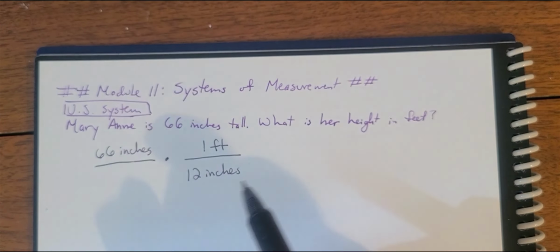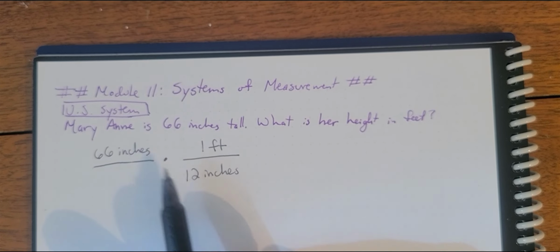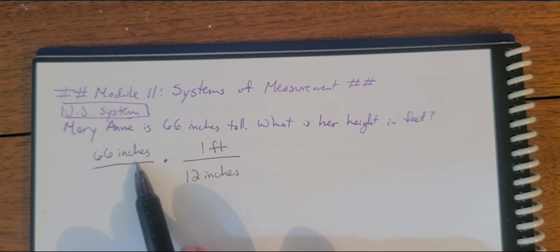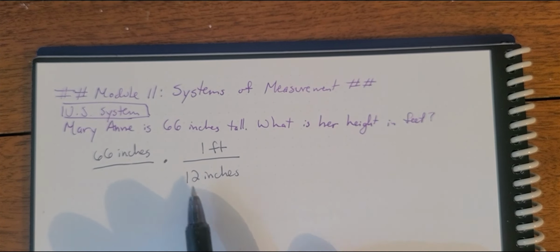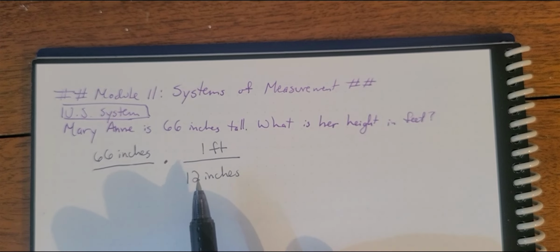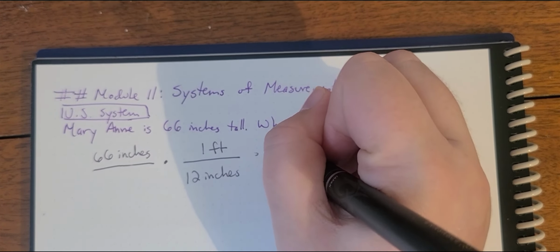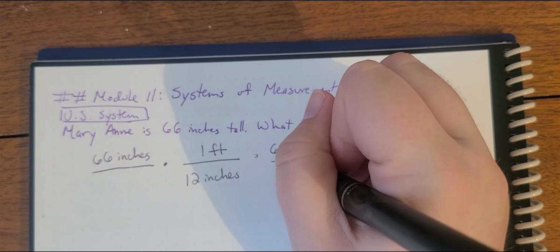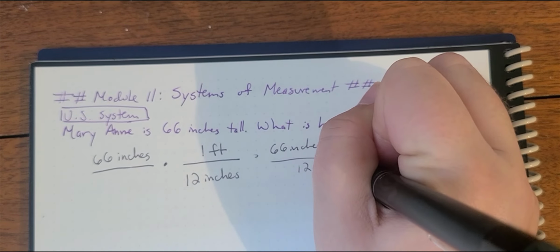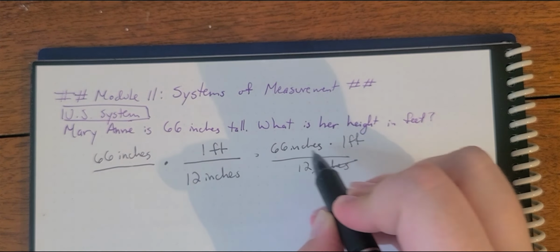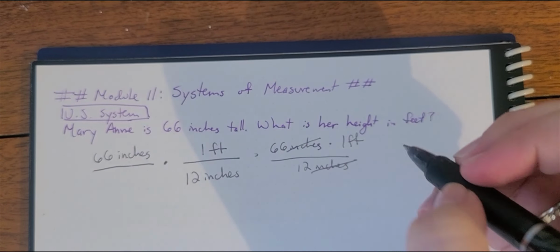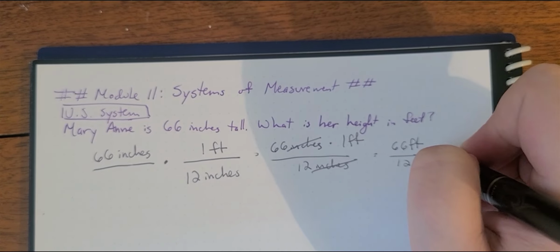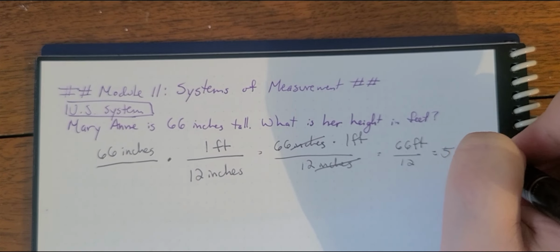So the important thing to remember here is that we are going to be going the opposite way: the top and the bottom should be the same unit. So we have 66 inches to 1 foot, and we're trying to convert this all into feet. This is the same as saying 66 inches times 1 foot over 12 inches. And we can think of this as the inches cancel each other out. So now this is equal to 66 feet over 12, which is just equal to 5.5 feet.